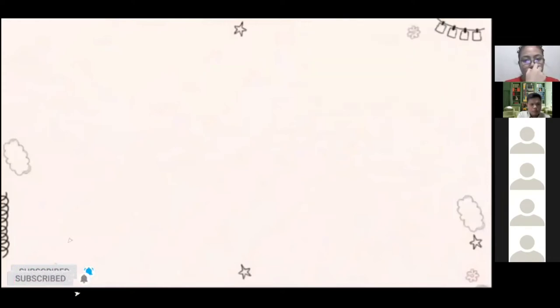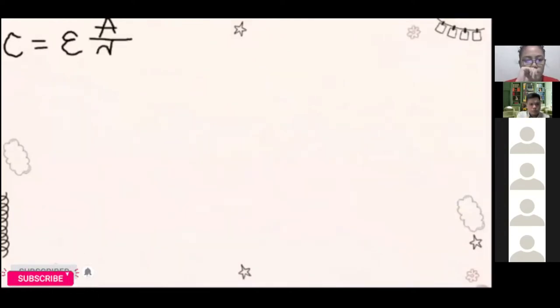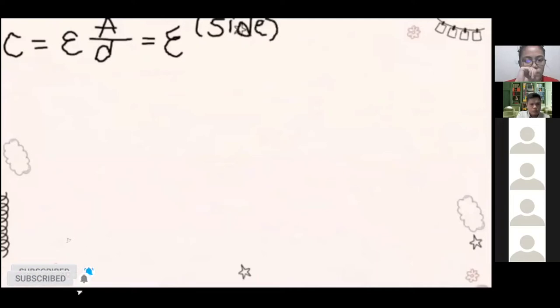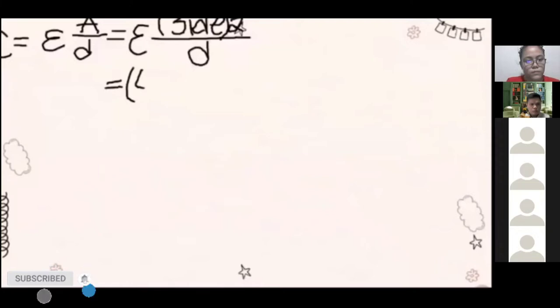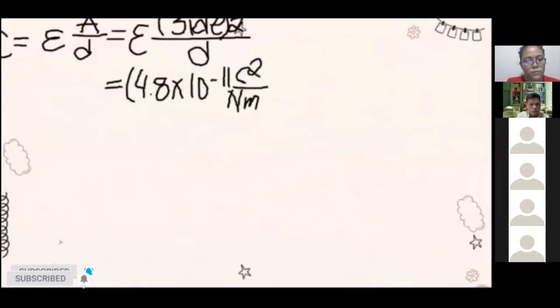So the question for A is, what is the capacitance of this capacitor? The formula that we will use is capacitance equals permittivity constant multiplied by area over distance. Since only the side is given in the problem, in order to get the whole area of the two square metal plates, we need to square it. So the formula becomes capacitance equals permittivity multiplied by side squared over distance. Then we have to substitute the given values in the formula.